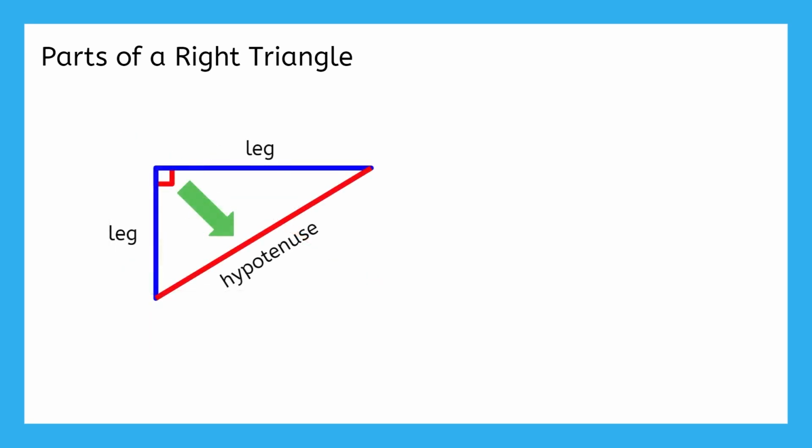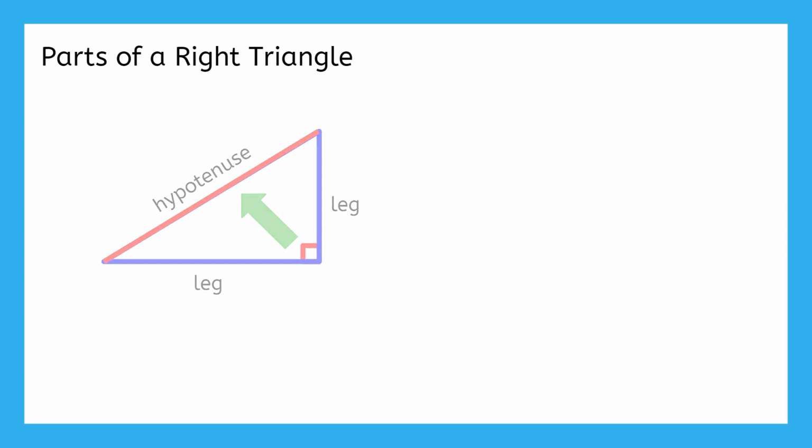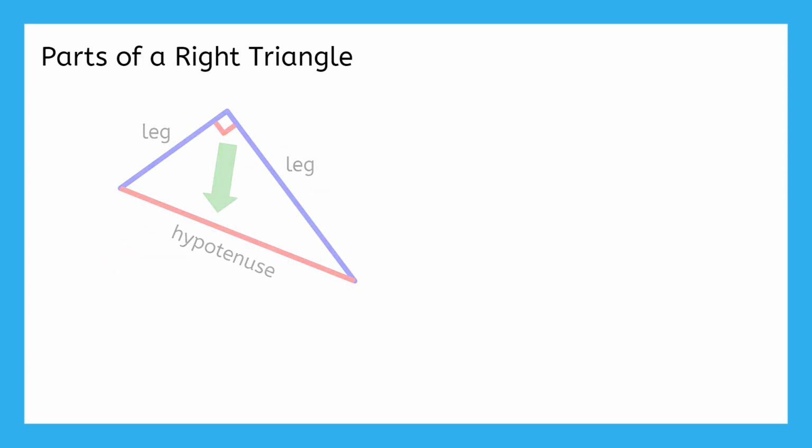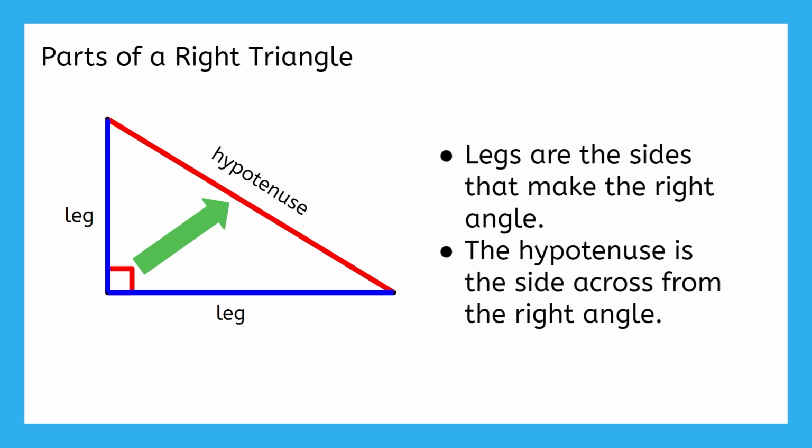Now, right angles won't always be arranged so nicely for you. They can be oriented in all different ways and look very different. Don't let that fool you, though. As long as you have a right angle, shown by the square in the corner, we know it's a right triangle. No matter what the right triangle looks like, these facts never change. The legs are the sides that make the right angle, and the hypotenuse is the side across from the right angle. Make sure you have this written down in your notes template.